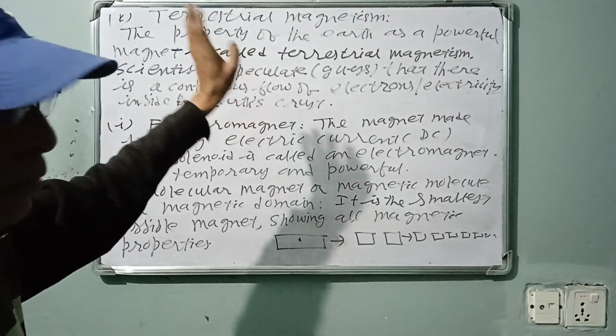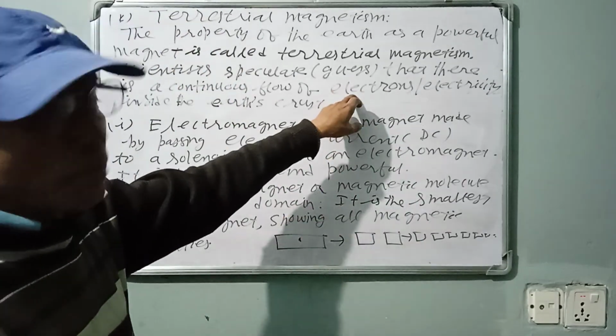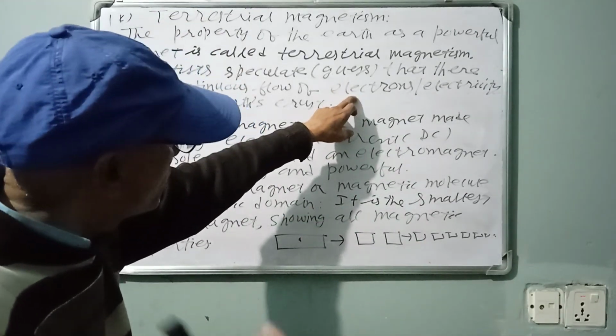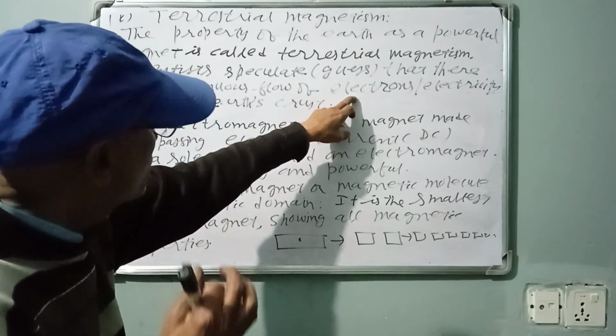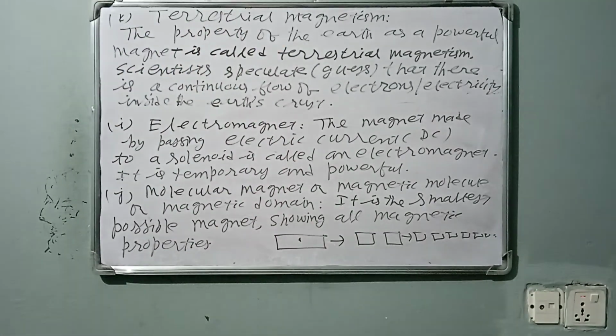The magnetic field is produced, and due to the magnetic field produced, the earth also behaves as a powerful magnet.